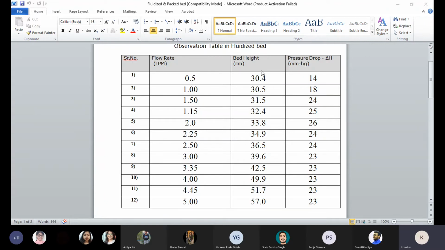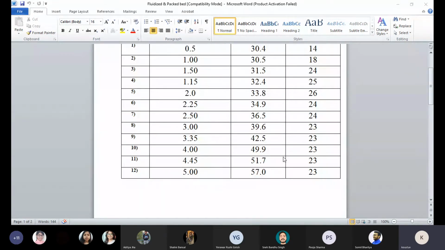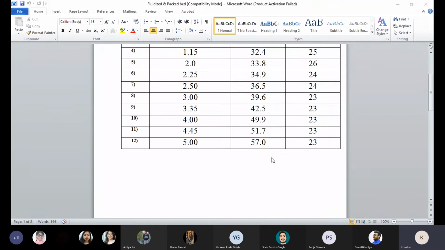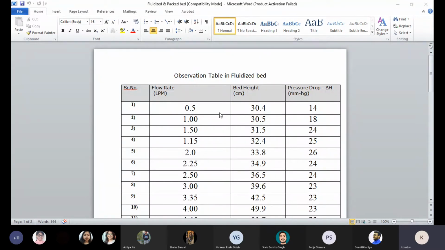And qualitatively, when you plot the height and pressure drop with respect to velocity, you will understand the operations, the static part and the fluidized part, as I just explained from the plot. So this is the fluidization observation table.